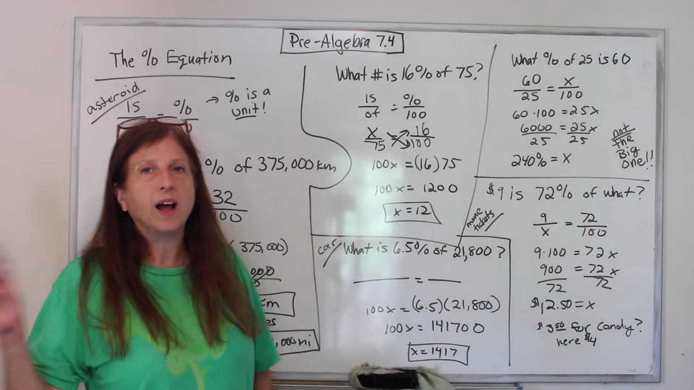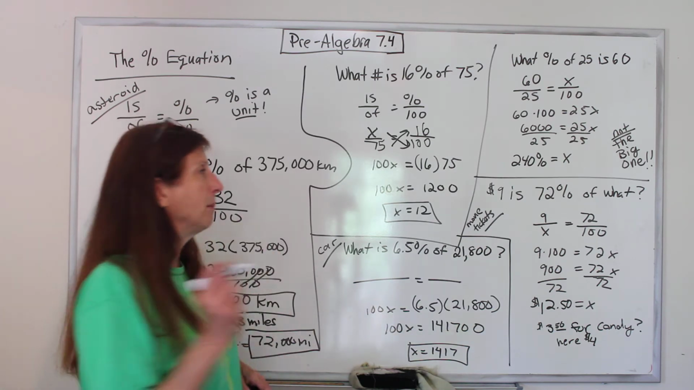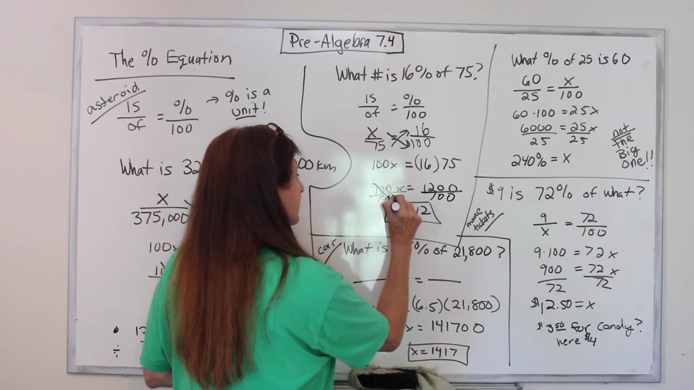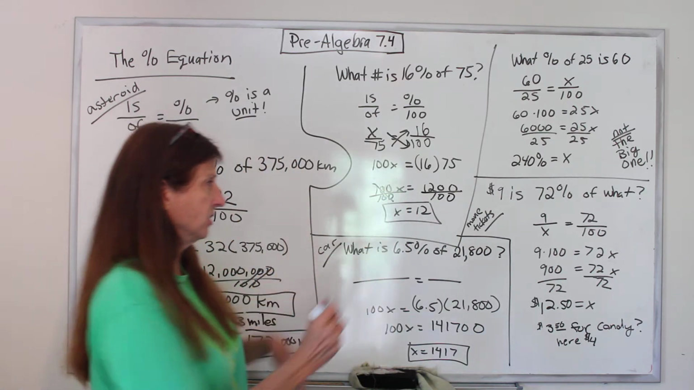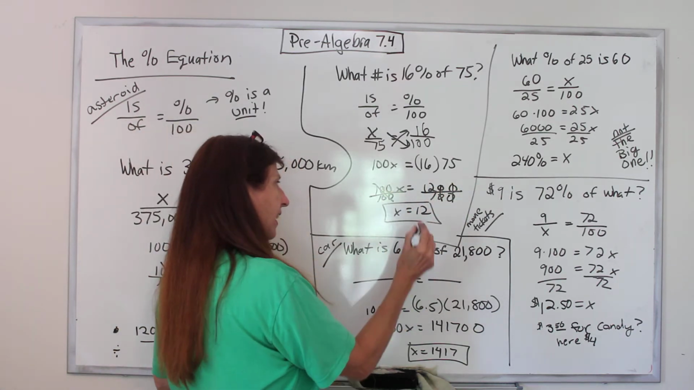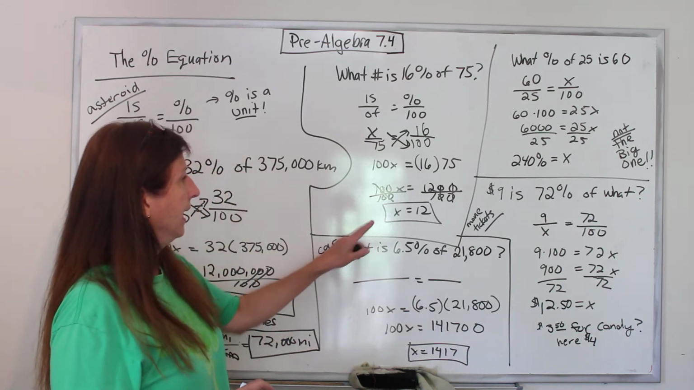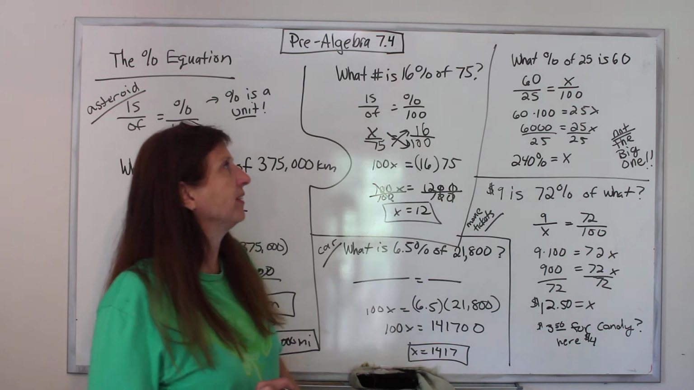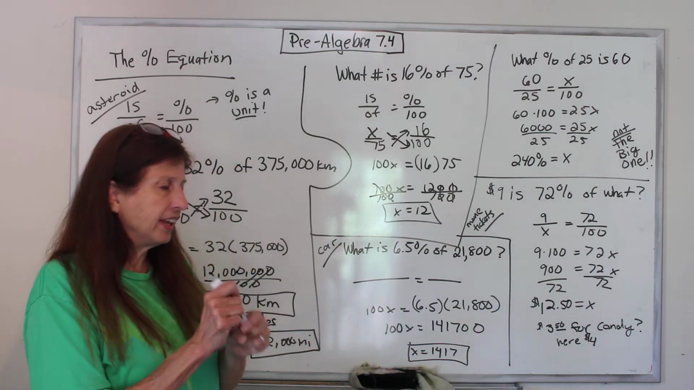And now we say, why is x not alone? It's being multiplied by 100, so we do the opposite. We divide by 100. What we do to one side, we do to the other. Those cancel out, and really those zeros cancel out. And we get x is 12. Is it reasonable? 12 is 16% of 75. Yeah, that makes sense. I always think, is it reasonable?